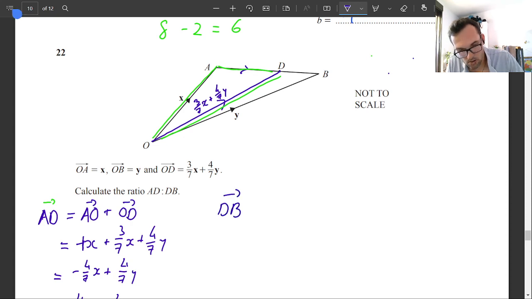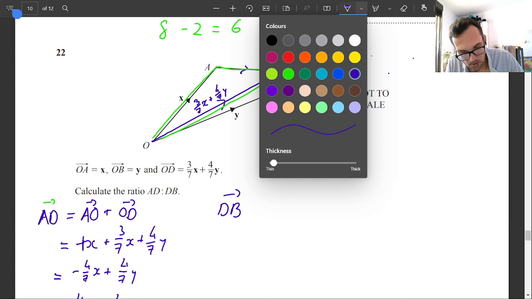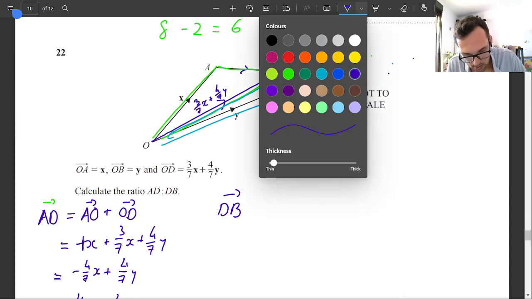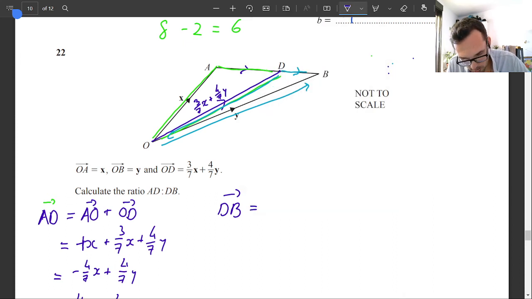How are we going to work out DB? Let's pick a different color for DB. Okay, to define DB, again, follow a path we know. So this time we're going to go down DO and then up OB. Okay, so to write that down, DB is DO plus OB.